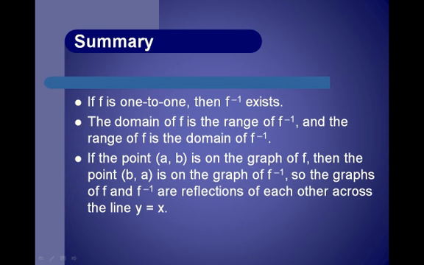So in summary, if f is 1 to 1, then the f inverse exists. The domain of f is the range of f inverse, and the range of f is the domain of f inverse. And thirdly, if the point (a, b) is on the graph of f, then the point (b, a) is on the graph of f inverse, so that the graphs of f and f inverse are reflections of each other across the line y equals x.